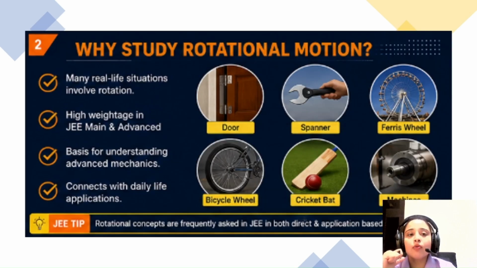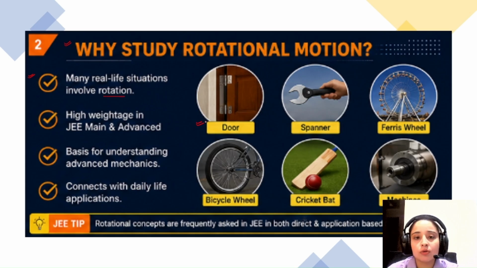Now let's understand why we should study rotational motion. You already know there are two types of motion, that is translatory motion and rotational motion. Even we have a vibratory motion. Translatory motion is basically the motion along a straight line, like along only one direction, right? So why do we need this rotational motion? Because rotation is everywhere in your daily life. Let me give you some real life examples that involve rotation.